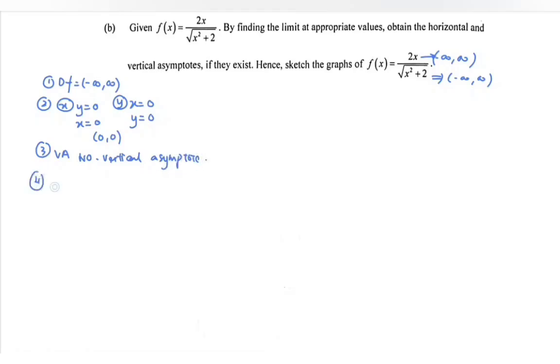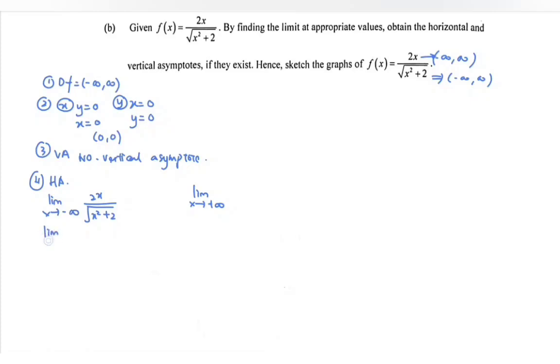Step number 4, we are going to focus on the horizontal asymptote. So, the limit when x approaches negative infinity, and on the other side, the limit when x approaches positive infinity. Kindly substitute. Here we have 2x over the square root of x squared plus 2. If we substitute, we will have negative infinity over infinity, which is an indeterminate form. So my idea is to factor out x. Referring to the highest power of the denominator, we have x squared and also the square root of x squared.